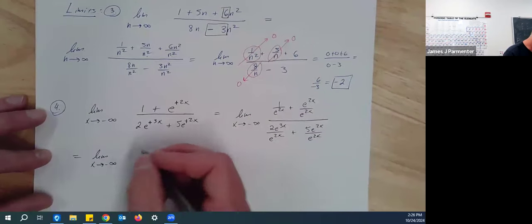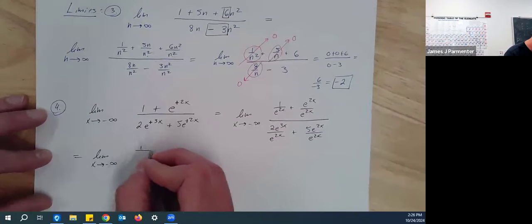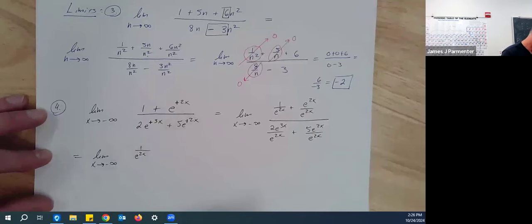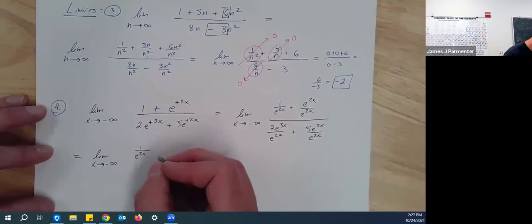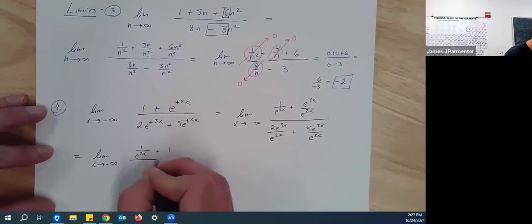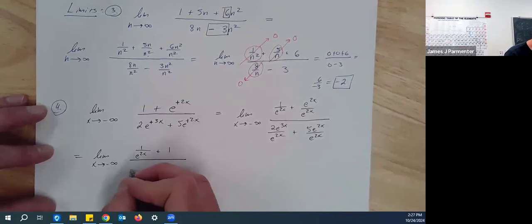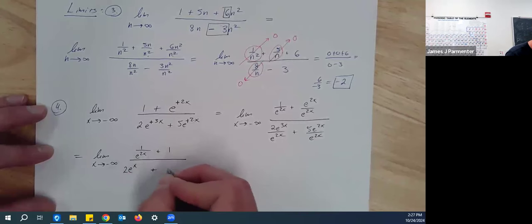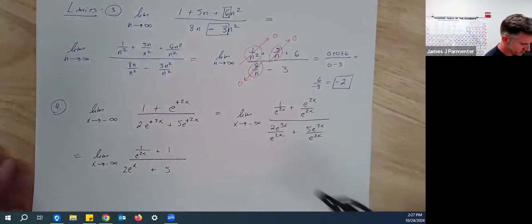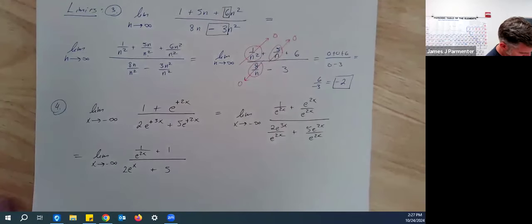So I get 1 over e to the 2x. I'm just going to leave it as is. Plus 1. I might have led us all astray here, which I'm going to be really unhappy about for myself in a second. Did I lead us all astray? I think I might have led us all astray, which is a real bummer. But we can make it work.